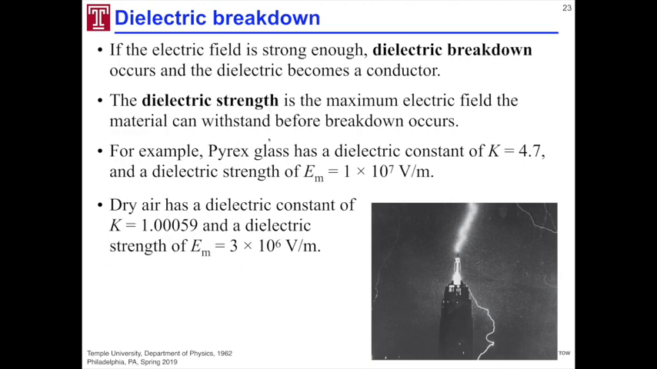So, I give you now an example for this dielectric strength, in terms of the maximum electrical field for which a dielectric becomes in fact a conductor, for two types of material. A glass material, which has a K value of 4.7, and the dielectric strength is 1 times 10 to the power of 7 volt per meter. So a very, very large electric field. Dry air has a dielectric strength of 3 times 10 to the 6.